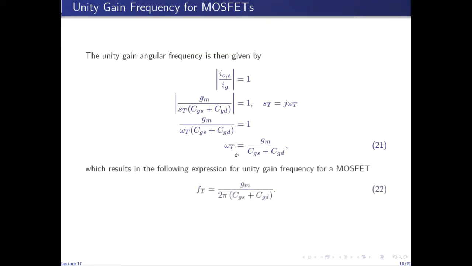Dividing this expression by 2 pi, we get the unity gain frequency in Hertz as gm over 2 pi times (Cgs plus Cgd), where gm is the frequency independent transconductance of the MOSFET. That is, it is the transconductance of the MOSFET in the midband frequency range.